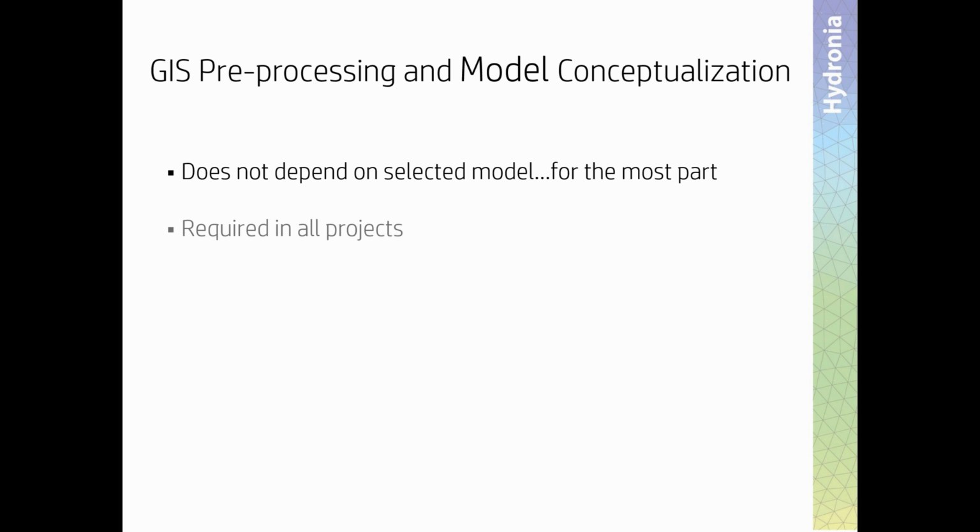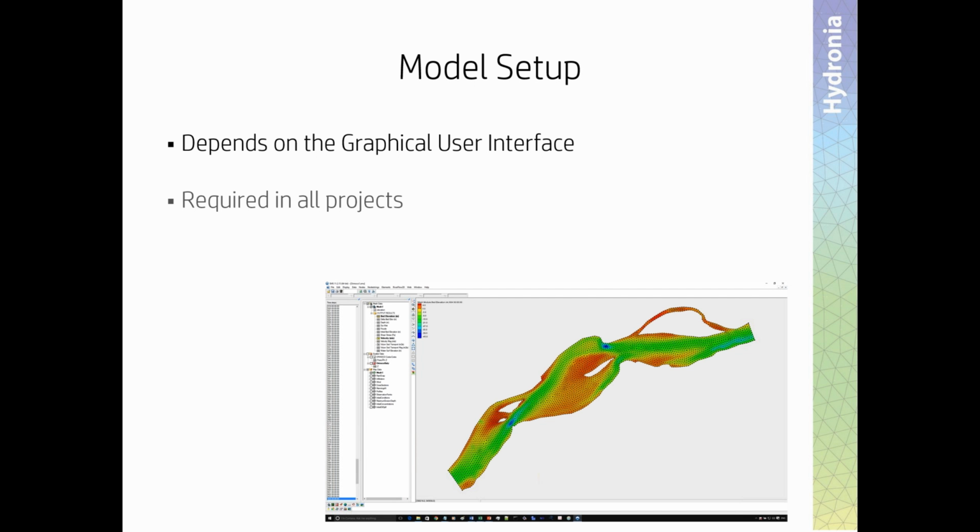Now, with regards to GIS preprocessing and model conceptualization, it does not always depend on the selected model for the most part. It's a task that is required in all projects, almost regardless of the model you want to use. The model setup highly depends on the graphical user interface. And we are assuming that most modern models have a fairly decent user interface. We use the SMS, but it's essentially a task that is required in our projects. And typically, you tend to use the one that you know best. So you have some models that use the SMS, and some others use their own user interface. But they mostly work decently for the most part.